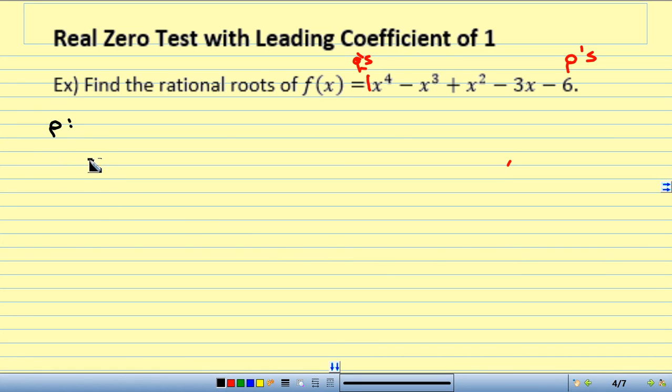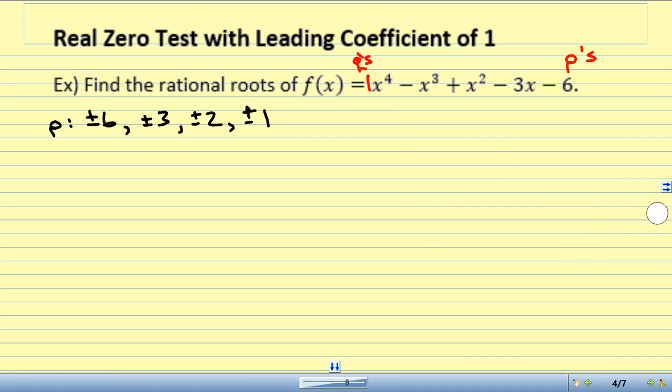So for p, we take the factors of negative 6, or just 6. When I factor it out, I've got 3 and 2, but I can also factor it out to 2 and 1. So the factors of 6 are plus or minus 6, plus or minus 3, plus or minus 2, plus or minus 1. The factors for q, we just take the coefficient of the leading term. So for q, it's just plus or minus 1, because using a factor tree, all I get is 1 and 1. So nothing exciting there.